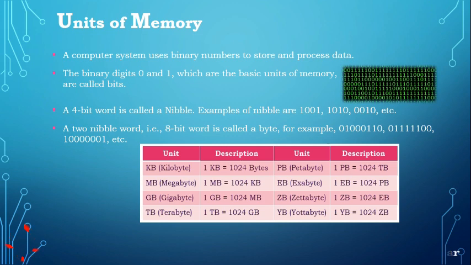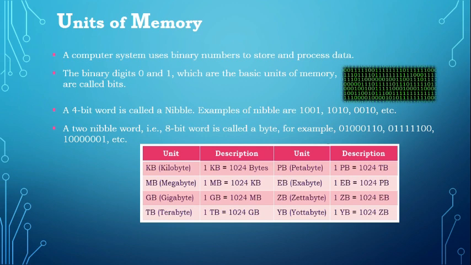Similarly, 1 megabyte is equal to 1024 kilobytes. 1 gigabyte is equal to 1024 megabytes. 1 terabyte is equal to 1024 GB, that is gigabytes. After gigabyte there is a petabyte. So 1 petabyte is equal to 1024 terabytes. Then after petabyte there is exabyte. 1 exabyte is equal to 1024 petabytes.